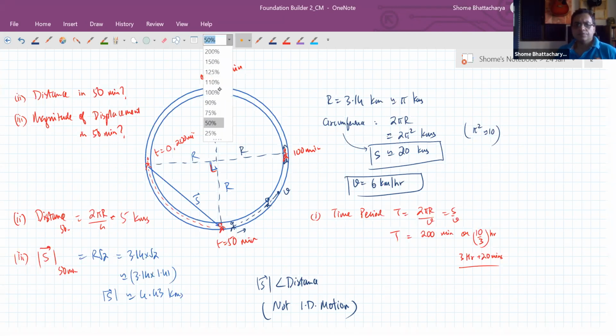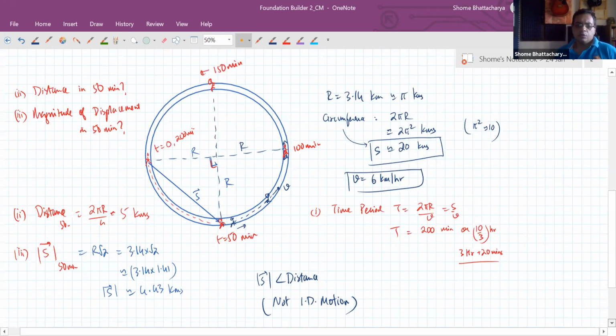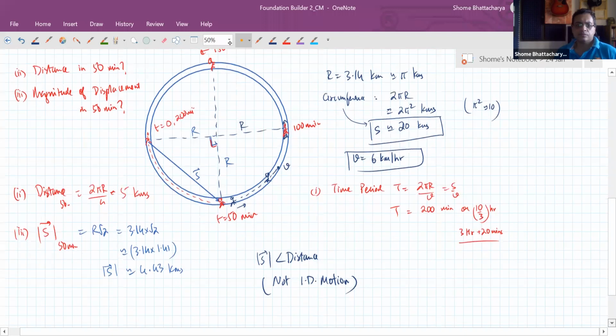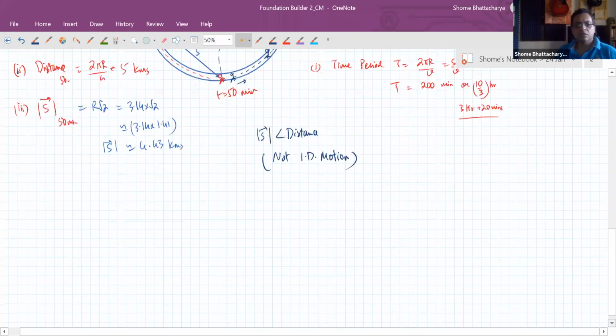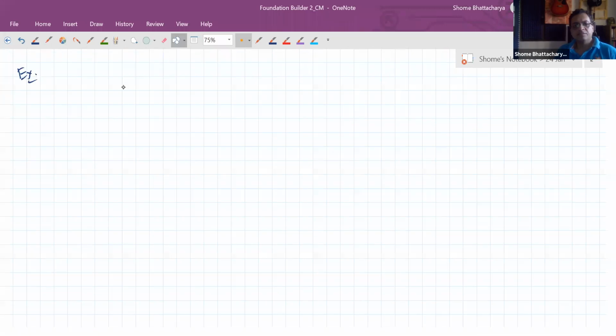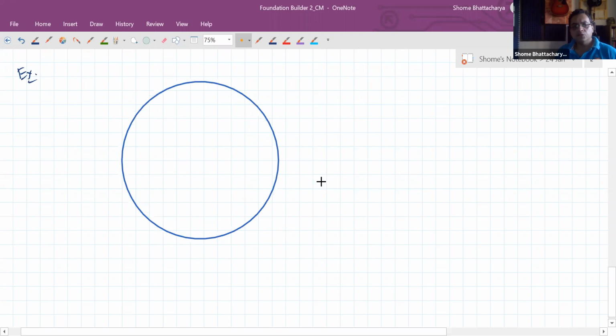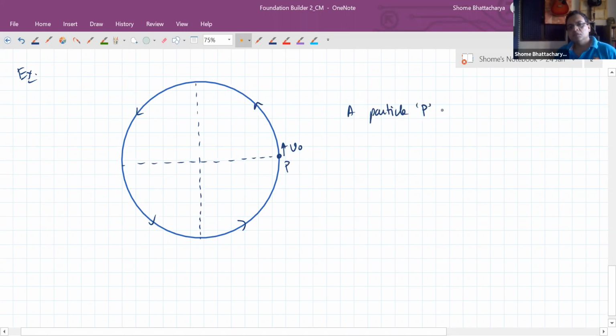Okay, people, hope this is clear. Now we'll see another example through which we'll understand a few things. So next, again, we'll take the case of what we call uniform circular motion, that is circular motion with uniform speed, but this time with slightly different values. So a particle P is in uniform circular motion.